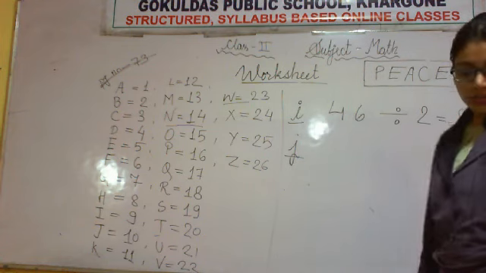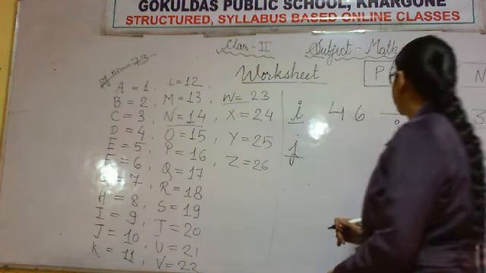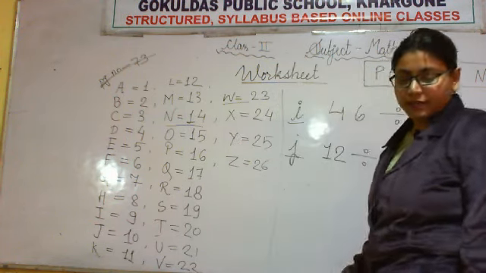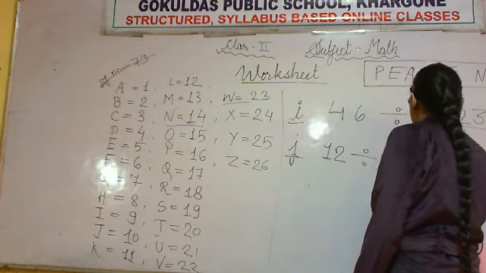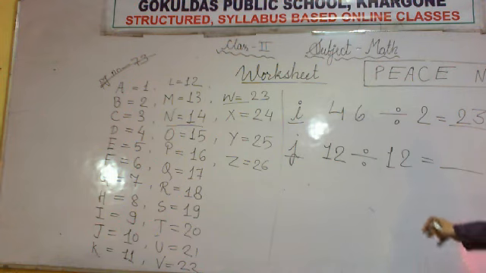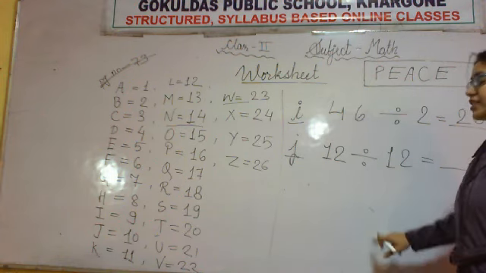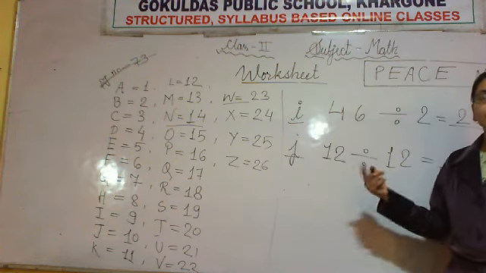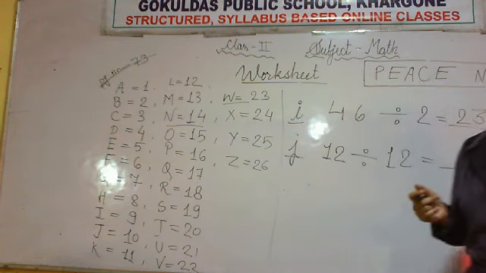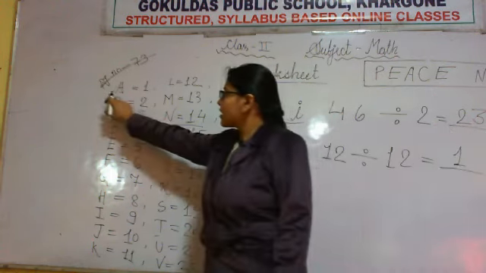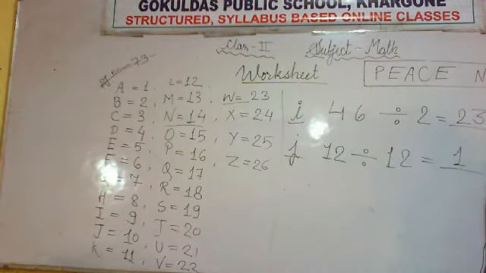Now the next cloud, cloud J. 12 divided by 12. Once again, the property we can apply here. If a number is divided by itself, the result will be 1. So here 12 divided by 12, both the numbers are the same, which means the answer will be 1. So 12 divided by 12 is 1. So for 1, there is A. So our next letter is A.